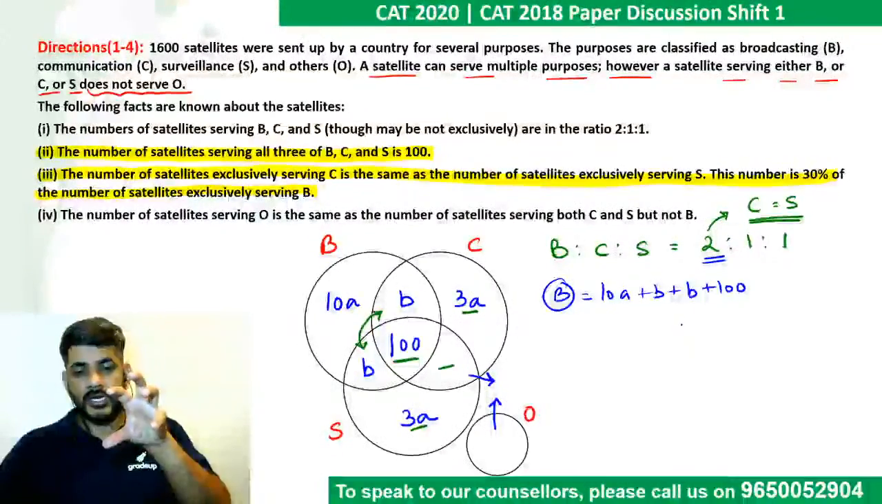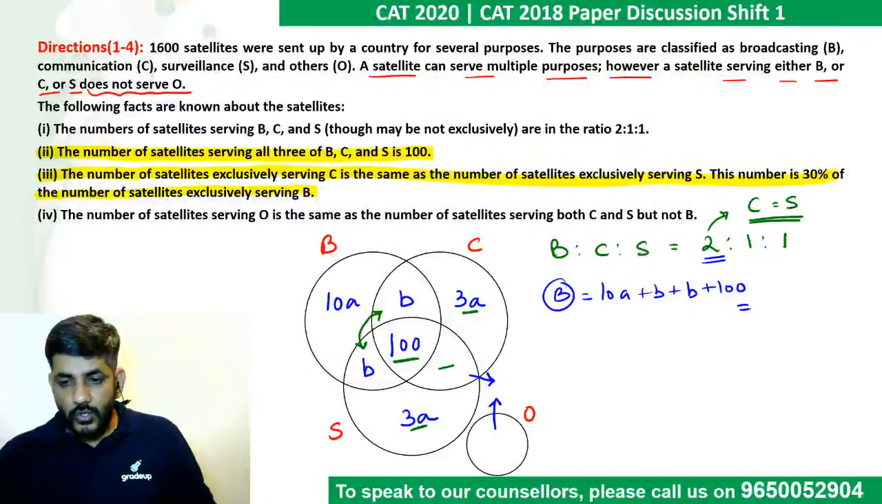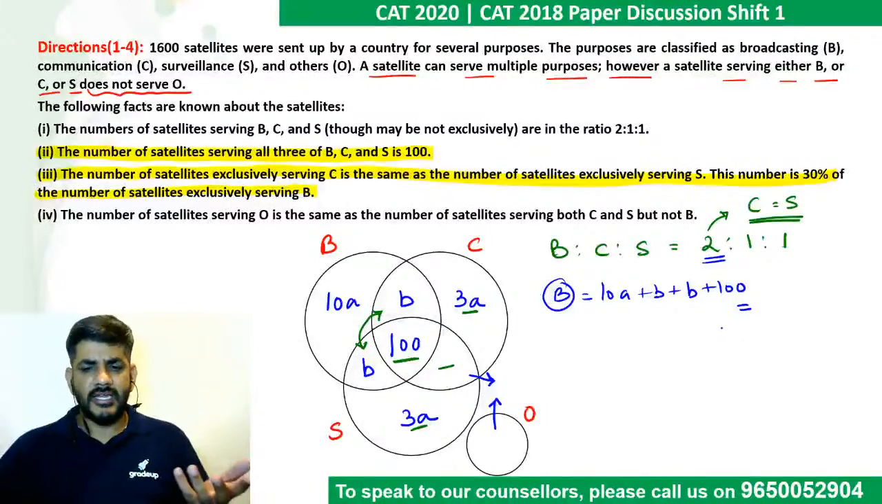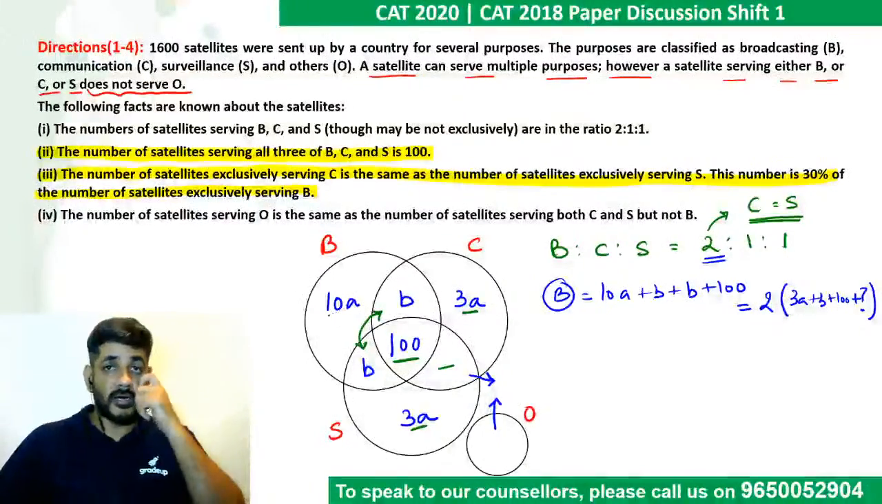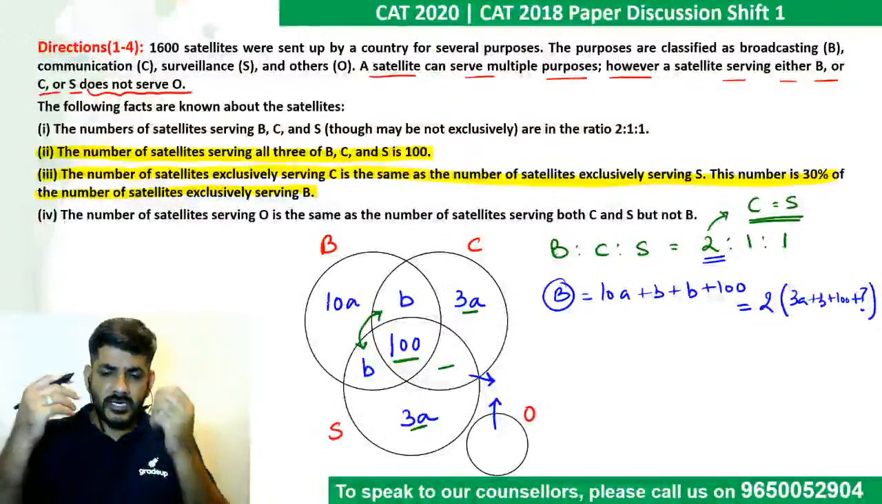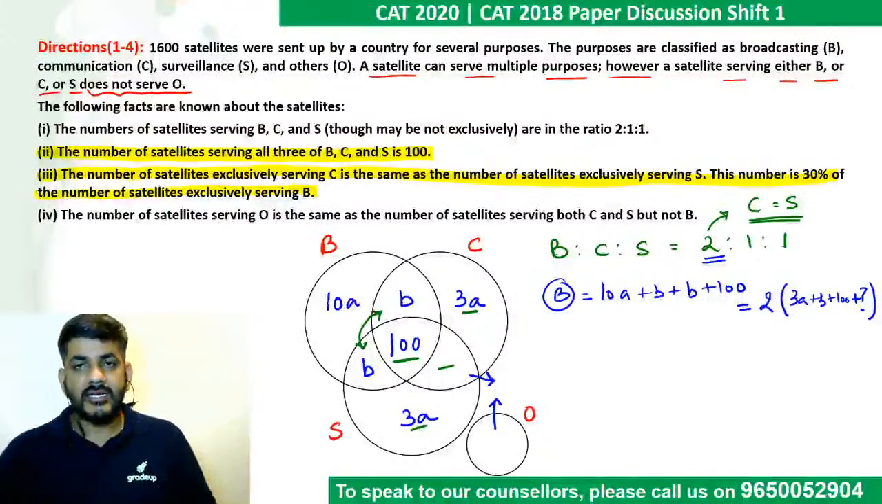Look at circle B. You will get to know. Circle B is 10A, B, 100, B. Add all of them. This should be twice of C or S. Take any one of them. So if it is twice of C or S, what is C? C is 3A plus B plus 100 plus that blank area. I am calling that a question mark.